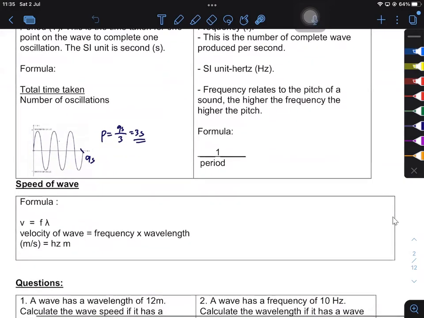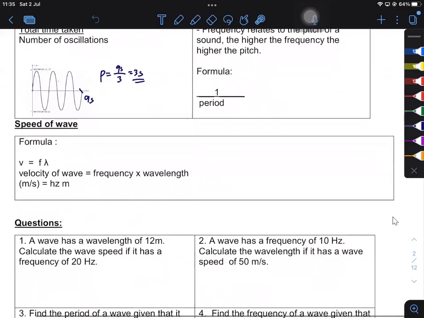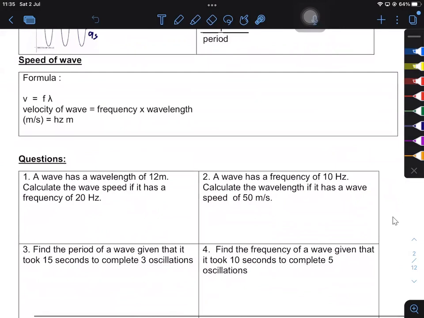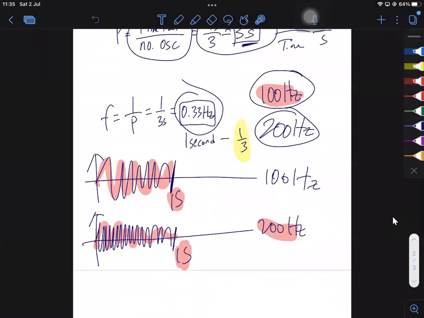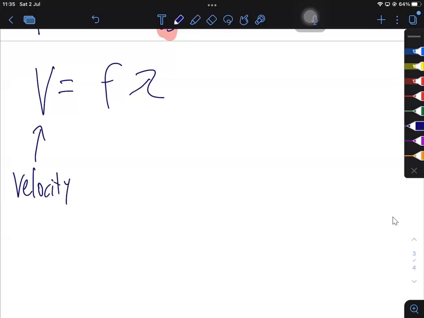If you're done, let's go on to the first official formula of this chapter here, which is essentially going to be the speed of the wave. Now, speed of wave has a formula of V equals F lambda. What does the V represent here? Yes, very good. It is the velocity.